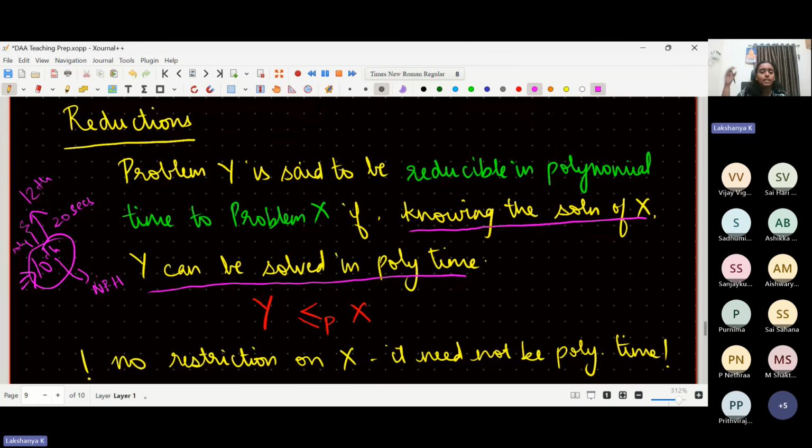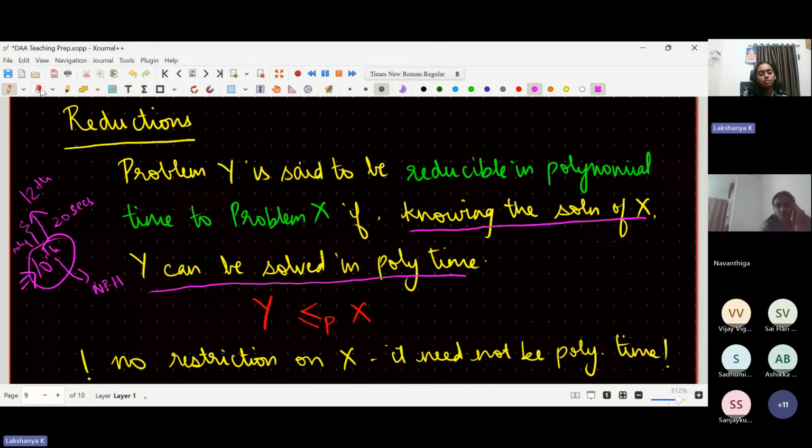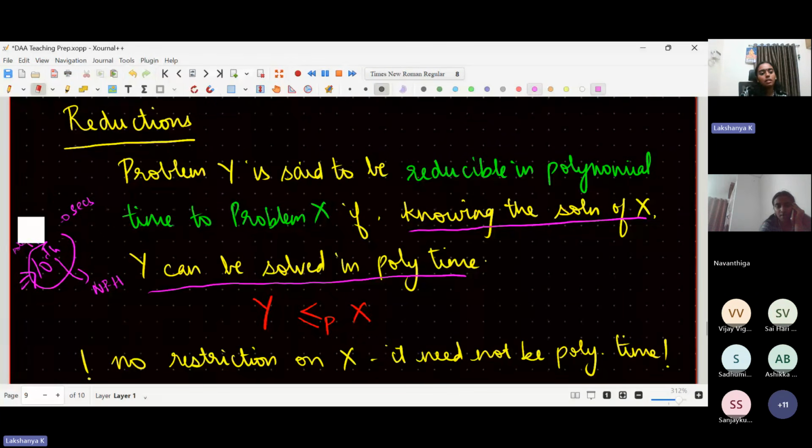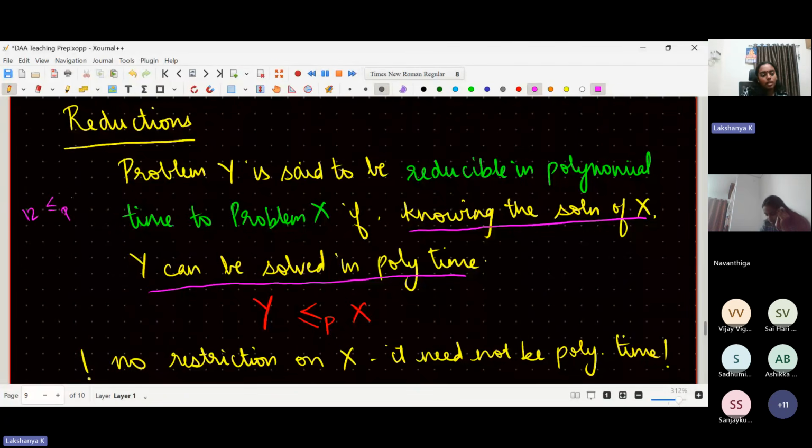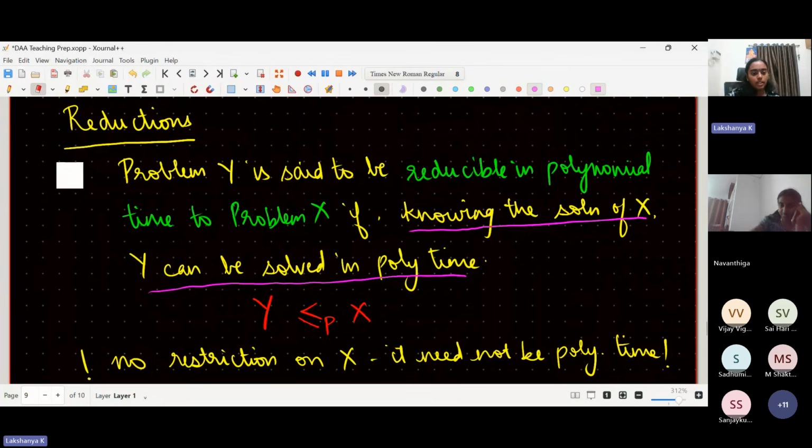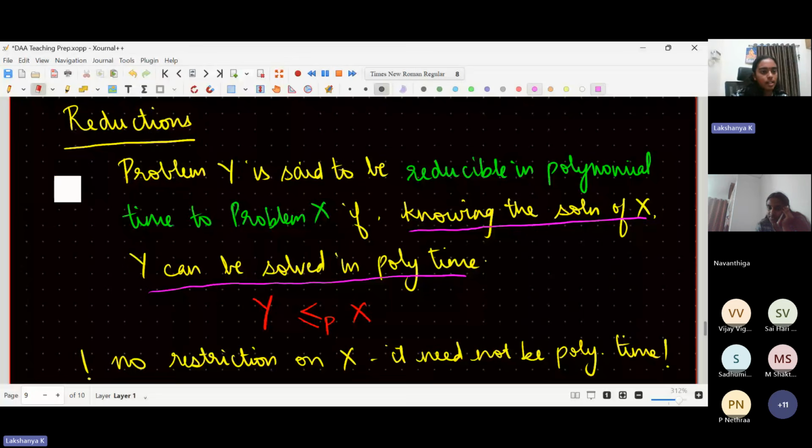But if hypothetically I reach the 10th floor, it is going to take me polynomial time to reach the 12th floor. That is what I mean when I say the 12th floor problem is polynomial time reducible to the 10th floor problem. Make sense? Yes, yes. Thank you. Any other questions, anyone? We'll be looking at examples, but the definition makes sense.